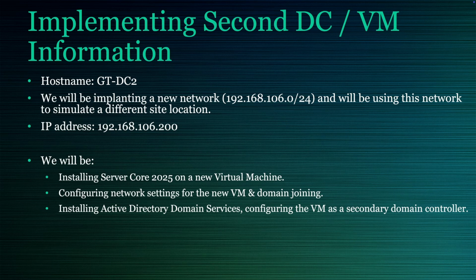In our lab today, our host name for our new virtual machine is going to be GT-DC2. We're also going to be using a new network, 192.168.106.24. We're just going to be using this network to simulate a different site location. The IP address we'll be using is 192.168.106.200. What we'll actually be doing is installing Server Core 2025 on a new virtual machine. We're going to configure network settings for the new VM and domain join it. And after that, we're going to install ADDS and configure the VM as our secondary DC.